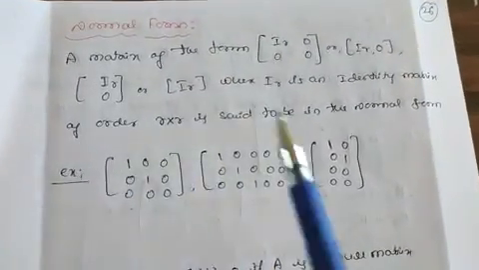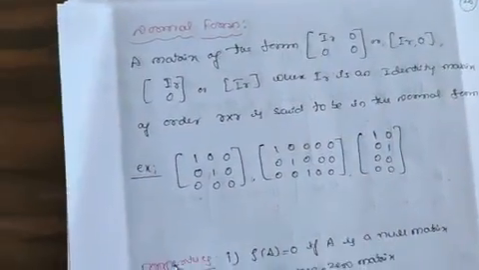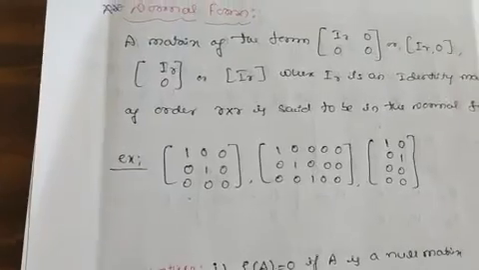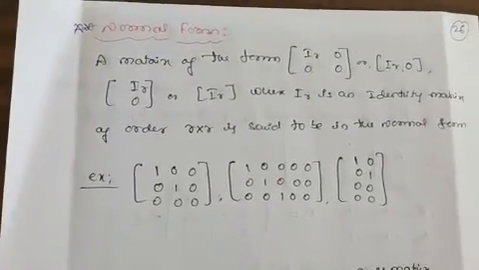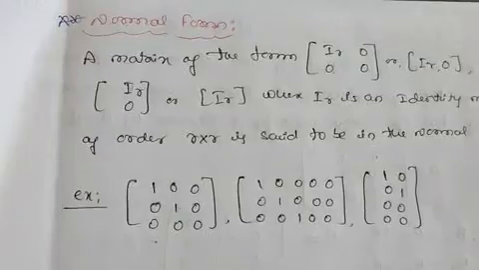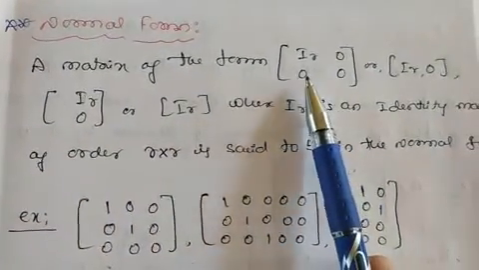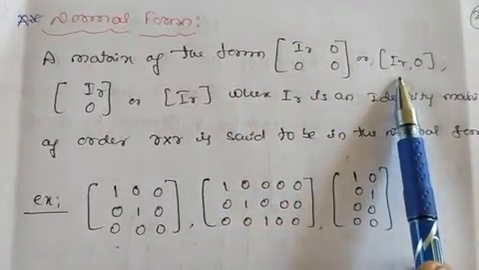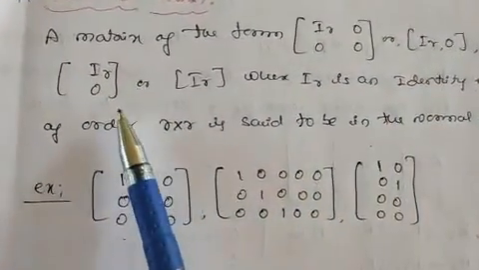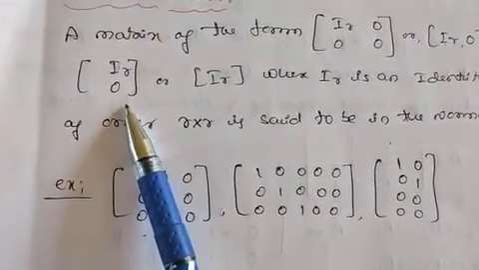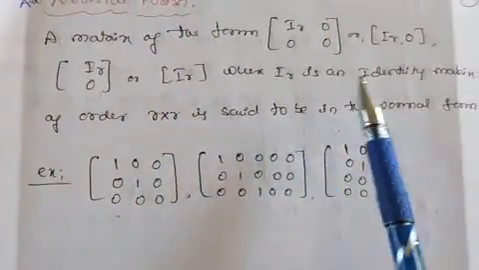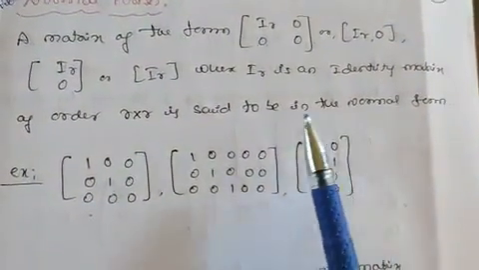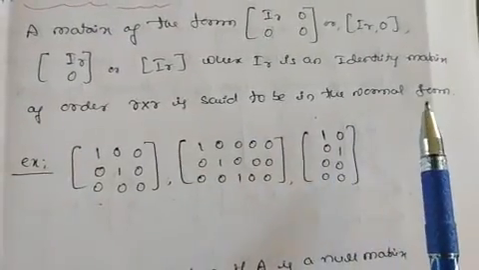And lastly, normal forms. This is also very important, because all the rank of the matrix examples are based on only these two topics. One is normal form, another is the equivalent form, that is echelon form. A matrix of the form IR, O, or first row IR, second row O, or only IR, these are all called normal forms, where IR is the unit matrix of order R. R is said to be normal form.